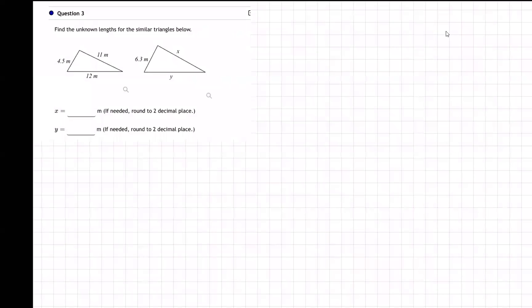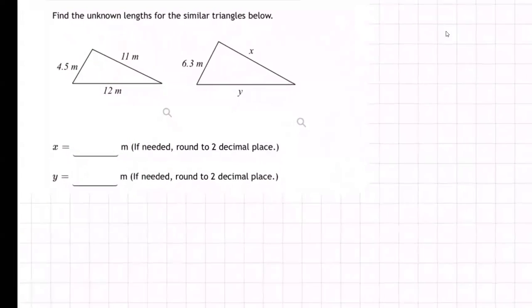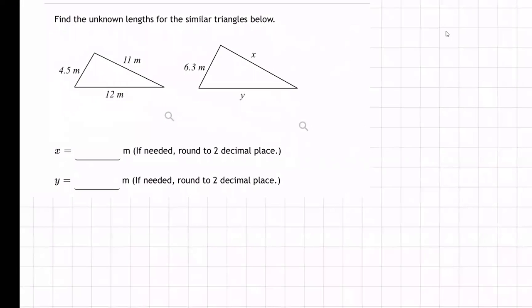Okay, so on this one, we've got two triangles, and it says find the unknown lengths. So make it a little bigger here. You can see that there's an X here and a Y here, which we're trying to find. And it says these are similar triangles.